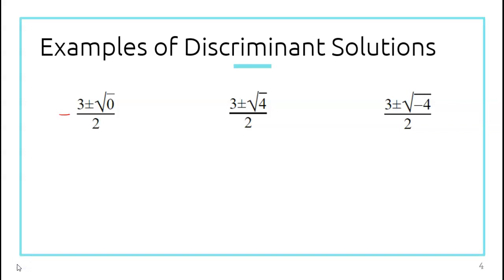So when we solve our discriminant, we're always going to have one of three types of answers. The discriminant is going to be equal to 0, equal to a positive number, or equal to a negative number. And what that means is, if for instance we have this expression over here, 3 plus or minus the square root of 0, this is going to simplify to 3 over 2. And that's going to give us one real solution.